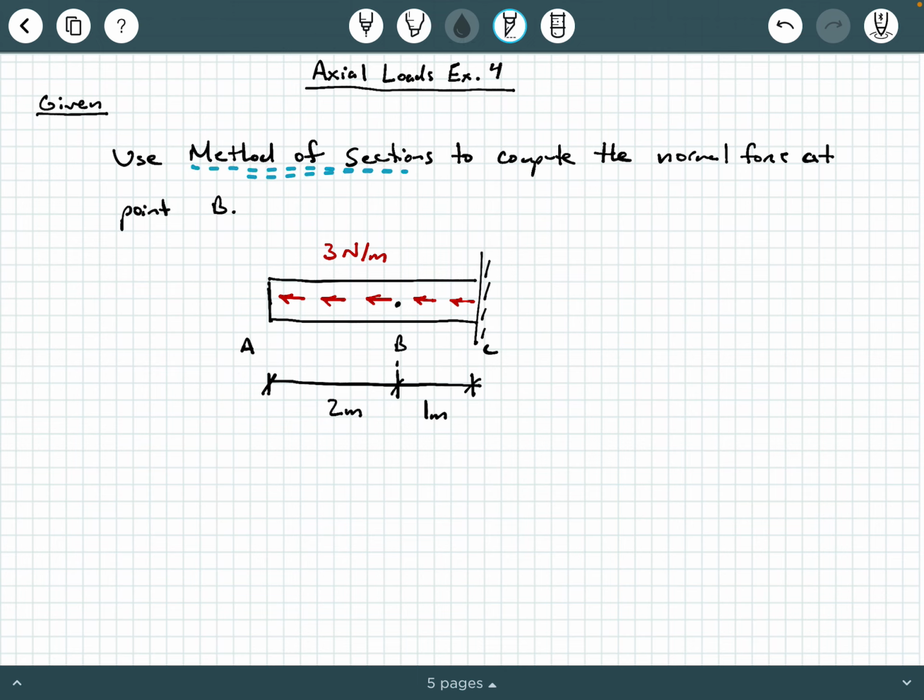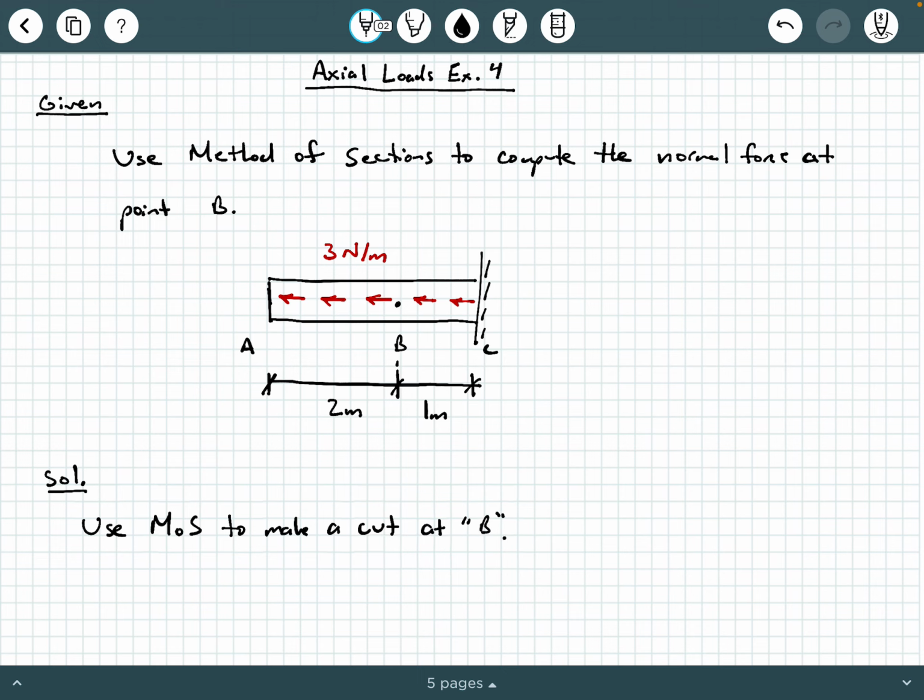So method of sections, what is that? Well, that's a technique that we've learned in statics that deals with making a cut section at a particular spot in a member and then determining what the internal loads are at that spot, okay? And in this particular example, the spot we're interested in is point B. So I'm gonna say solution, and I'm gonna say use method of sections, which I'm gonna abbreviate MOS, to make a cut at point B.